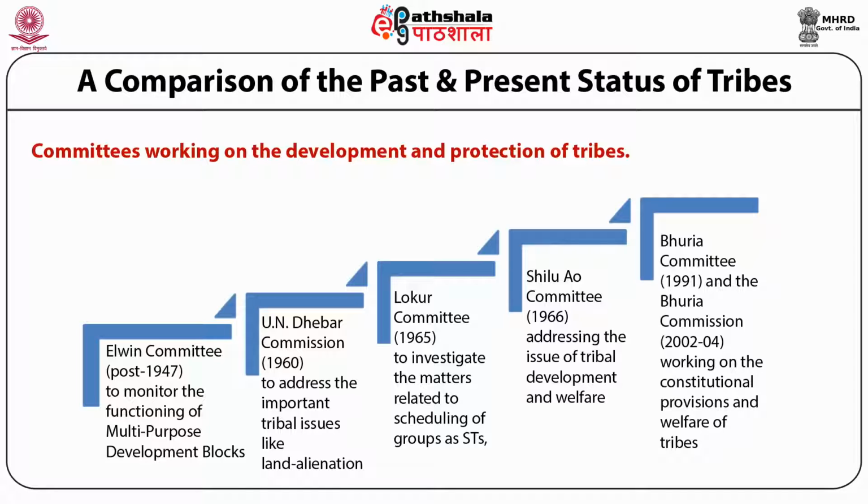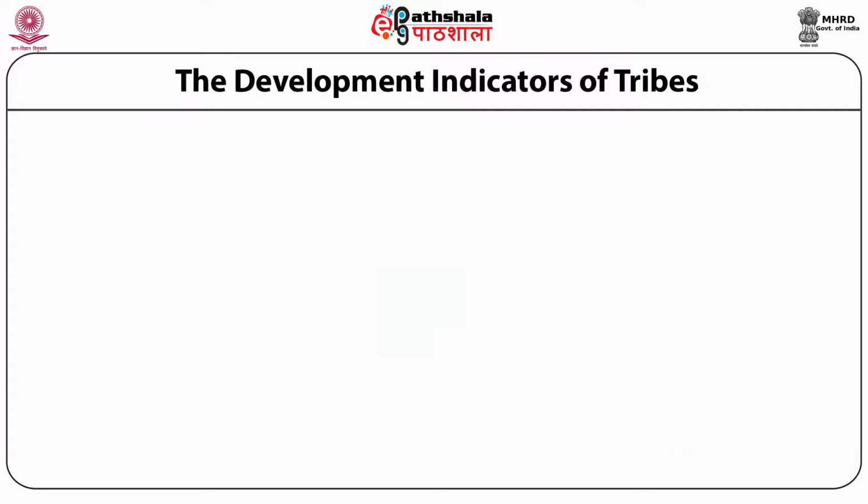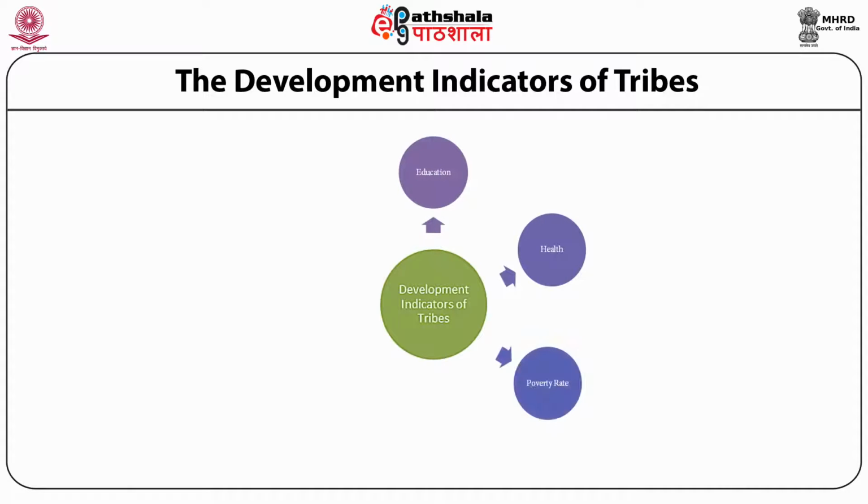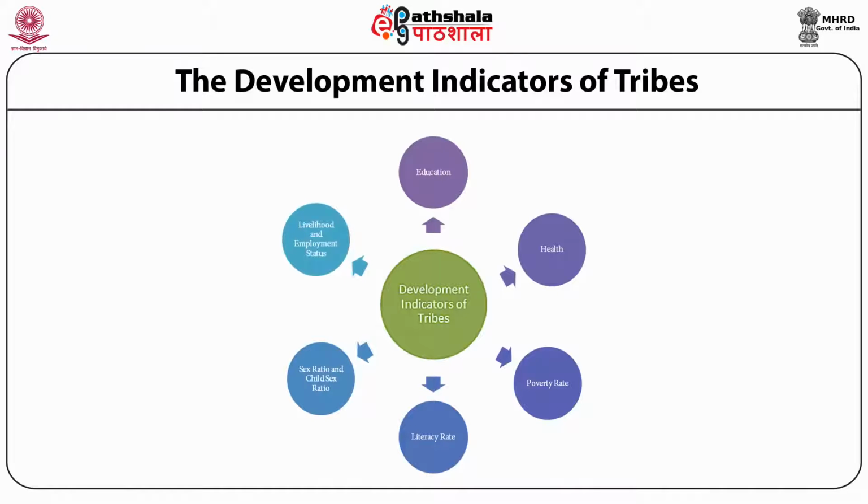So in this way, at different times, in different years, different committees were constituted to evaluate and to know the tribal situation of the country. To know the tribal situation of the country, we should have some indicators. To understand the tribal scenario in a better way, we can analyze some indicators, and these indicators are being displayed in this slide. You can see, we will see the tribal situation on the basis of education, health, poverty, illiteracy, sex and child ratio, and livelihood and employment status.